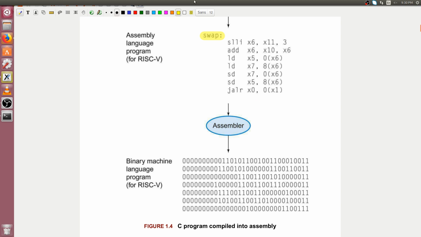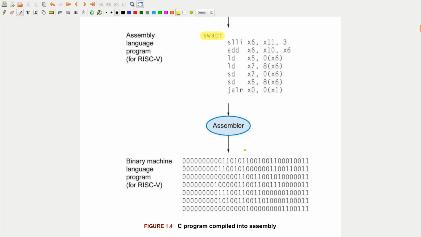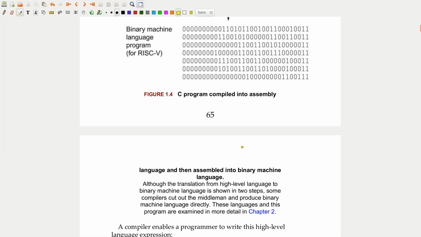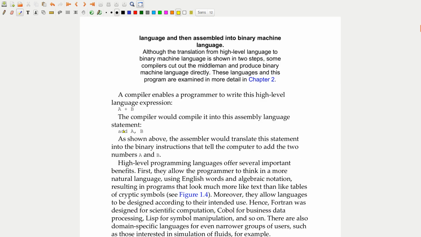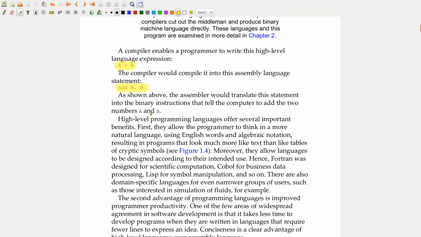Okay, so this is a real world example and it's pretty neat to see. So let's see. Basically what we're going from is a plus b to something in assembly, such as add a comma b, and then we turn that into ones and zeros. That's how you can think of this.